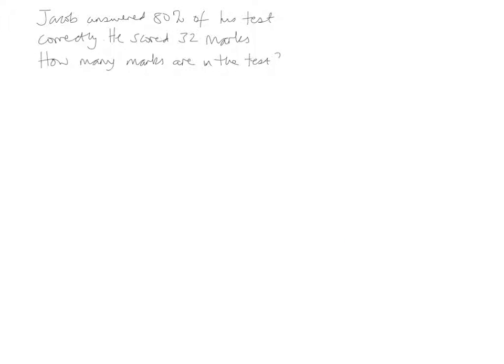Okay, so here's a similar example. Jacob answered 80% of his test correctly. He scored 32 marks. How many marks are in the test? Now, this is just a straight find a percentage of an amount question. So if you remember, rather than having to do the 1 plus and 1 minus, we just put the percentage itself, which is 80 over 100, multiplied by the original. Well, we don't know how many marks are in the test in total, so that's where our question mark is. And that gives me my new value.